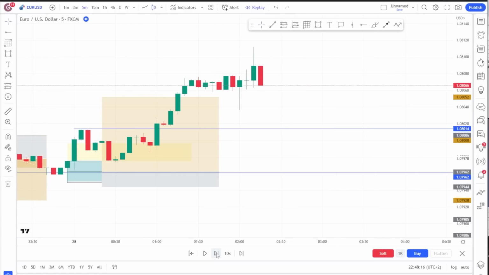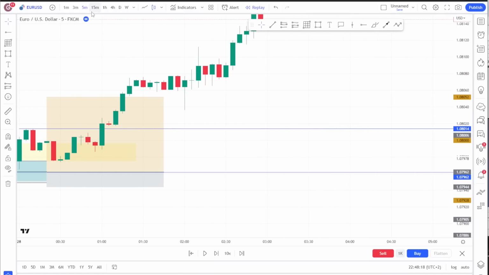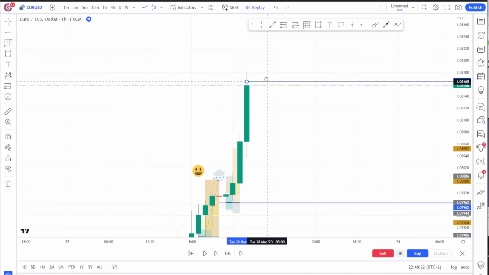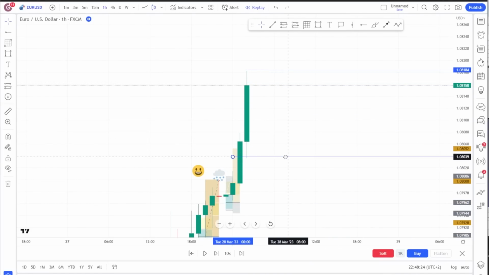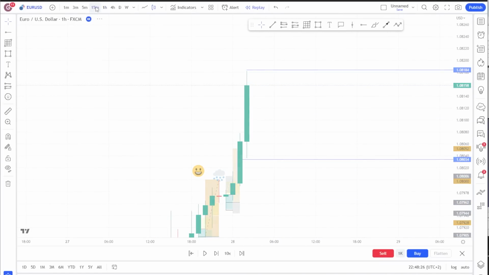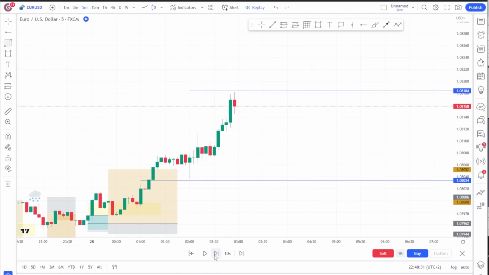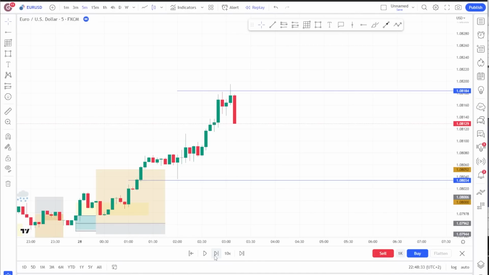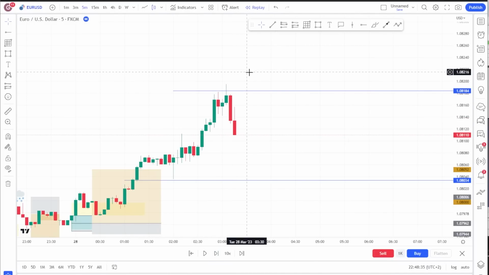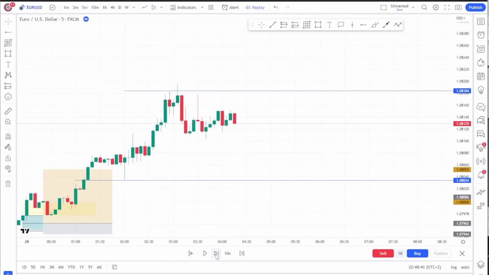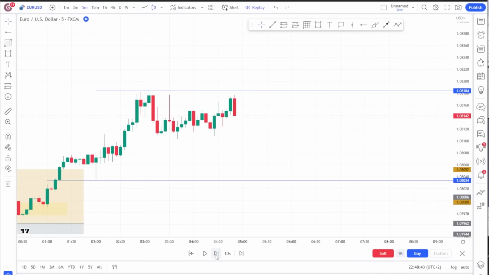Let's check the 1 hour again. Okay, again it's taken off like so. Onto the 5 minute. See, here is a wick break, and that's not a trade that we can take because you can see it's literally just grabbed liquidity. So that's why we need a body break.